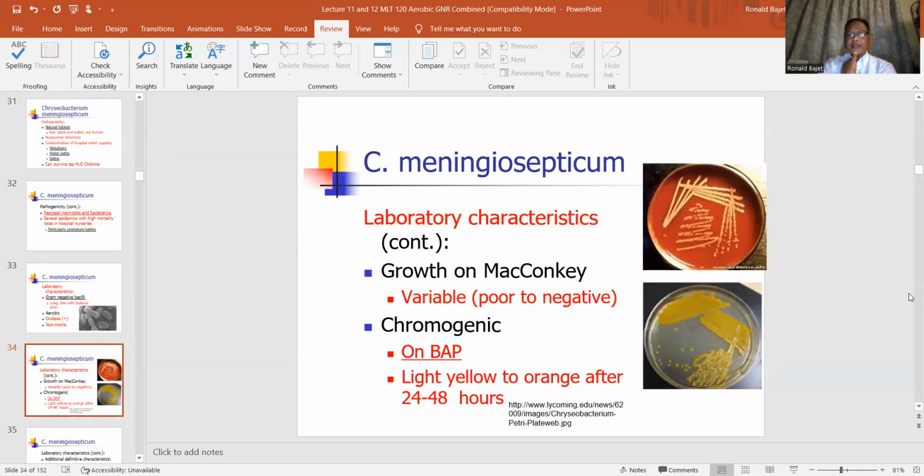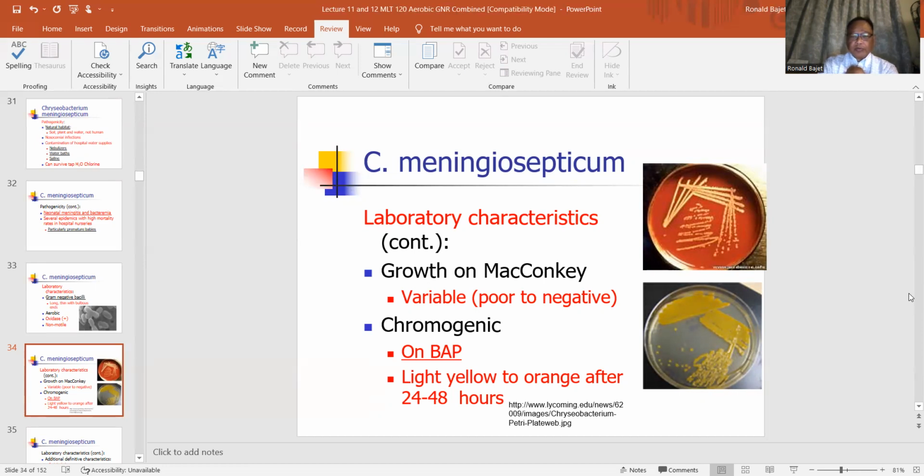Another unique characteristic about Chryseobacterium meningosepticum is that it produces pigment. Now, this actually kind of looks like Micrococcus. Remember, Micrococcus is bright lemon yellow. Well, this is not bright lemon yellow. It's light yellow to orange, okay? If you see light yellow to orange versus bright lemon yellow, light yellow to orange is meningosepticum.